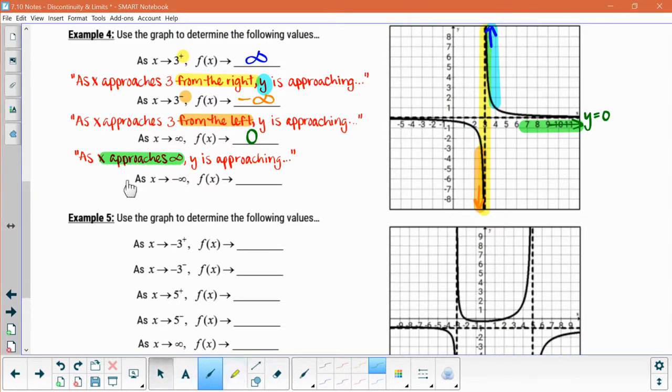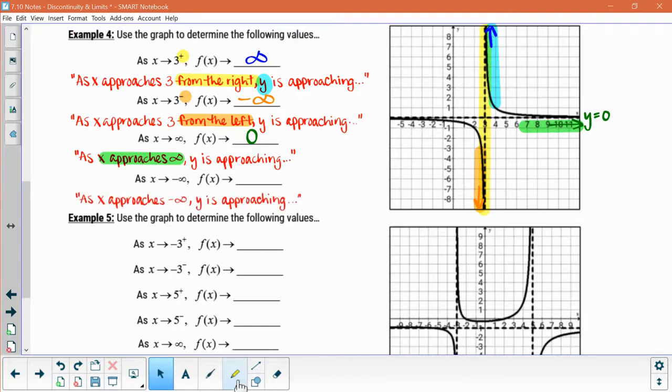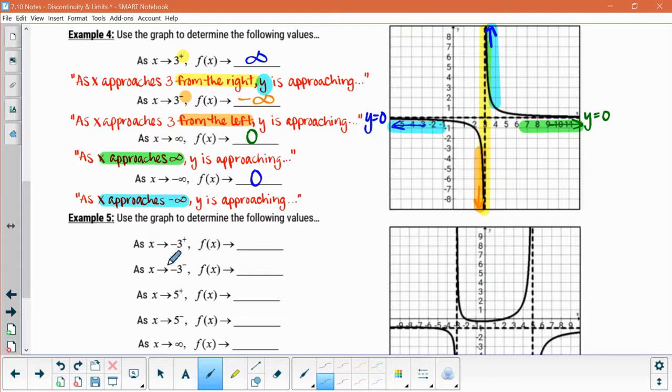Same thing on my last one, but in the opposite direction. As x approaches negative infinity, so I'm going out in this direction now, going out to the left, my y values seem to be increasing, but they're eventually flattening out to be the same y equals 0 value. So as x approaches negative infinity, y is going to approach 0.